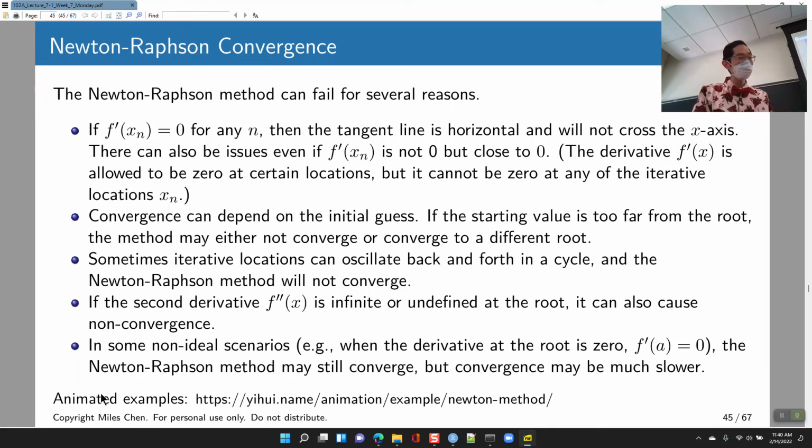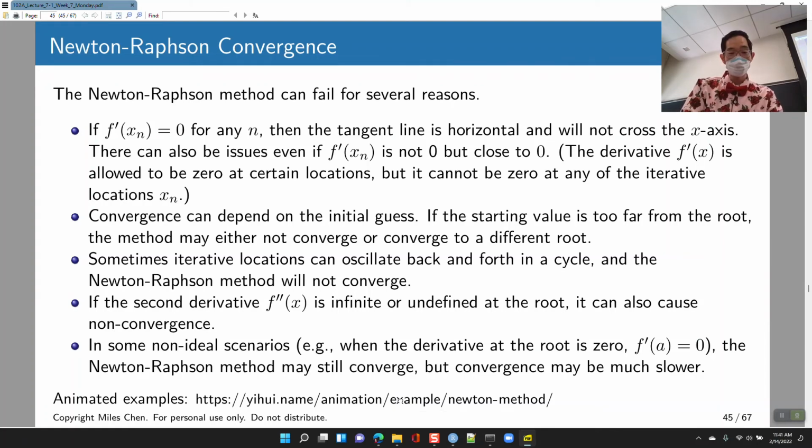Convergence is going to depend on your initial guess. If it's too far from the root, it might not converge, or it might converge to an entirely different root. Sometimes you get into situations where it oscillates back and forth in a cycle, and then it doesn't converge. If your second derivative is infinite or undefined at the root, it can lead to problems. And in some cases, it will still converge, but it might do it very slowly.